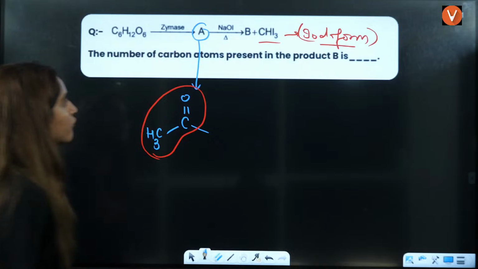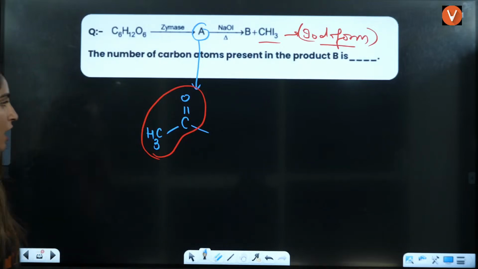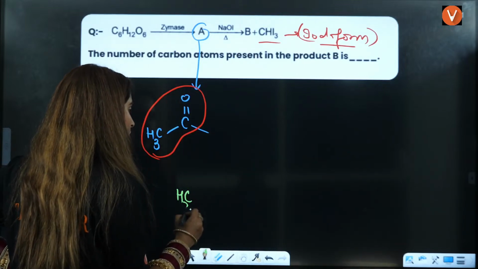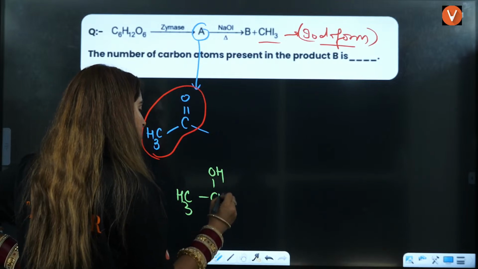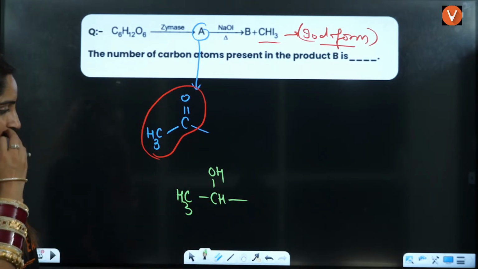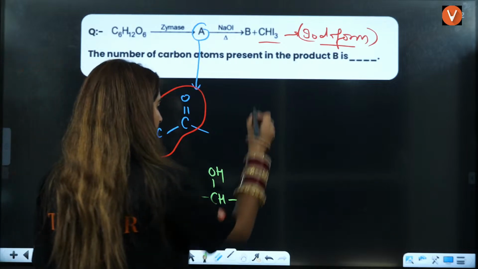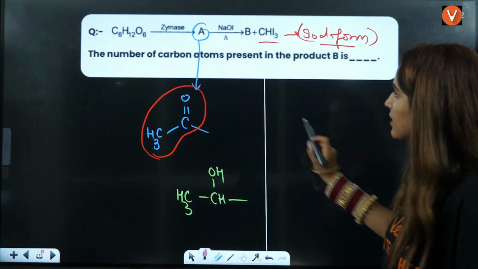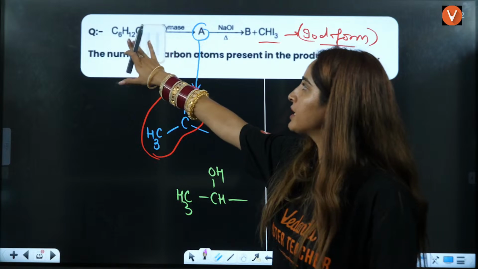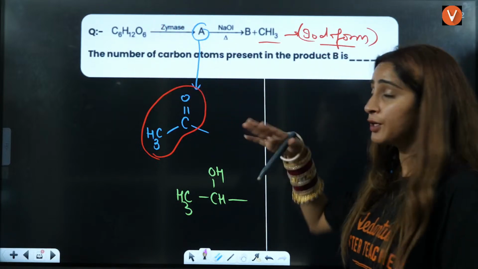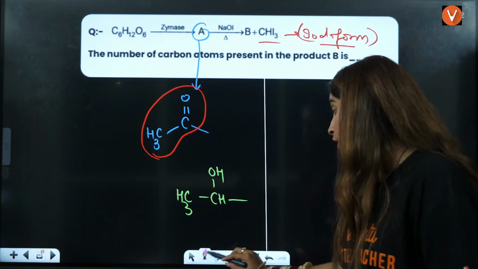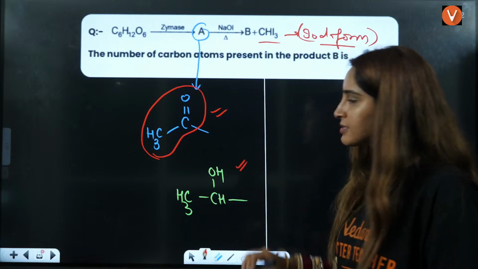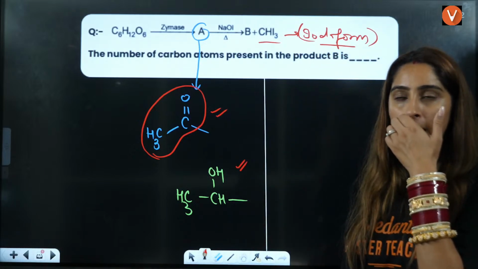Look beta, first thing is what you are going to have. This can be either this ketone or it can be CH3, COH, and this is H. An alcohol, something like this, right? So beta, either you should know the answer that C6H12O6 with zymase, what it is going to give, right? Either you should know the reaction. If you don't know the reaction, then you can do a guesswork here. Either it can be this ketone or it can be this alcohol. Both of them will give the answer.